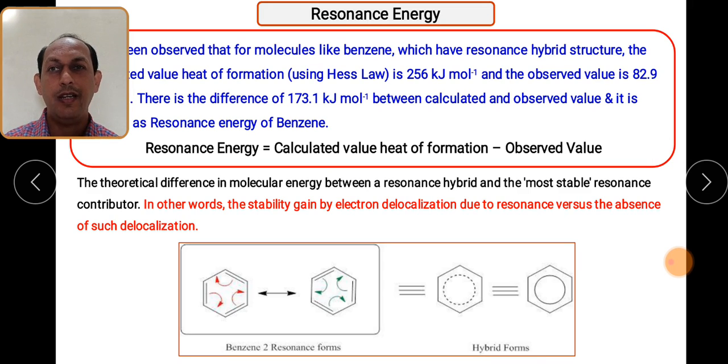So I will repeat again, resonance energy is nothing but the difference between the calculated value and the observed value. So go through this particular part.